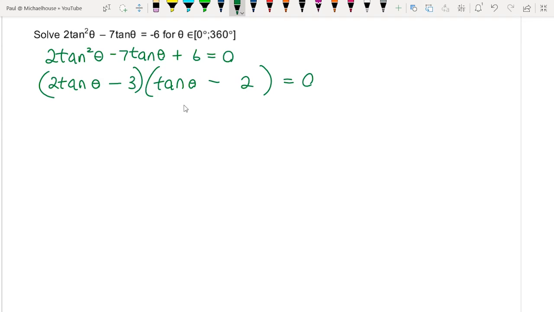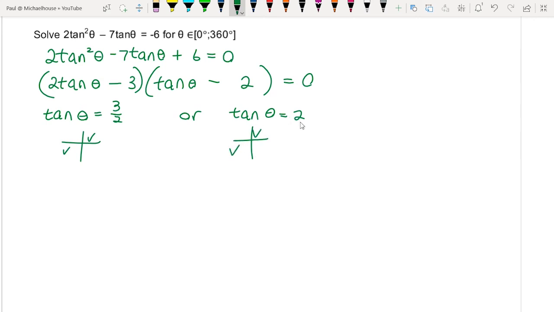So we've got 2 vanilla equations to solve here. We get tan theta equals 3 over 2, right? Or tan theta equals 2. And we need to solve both of these. We're not after a general solution over here. Both of these have positive values for tan, in other words, quadrants 1 and 3.